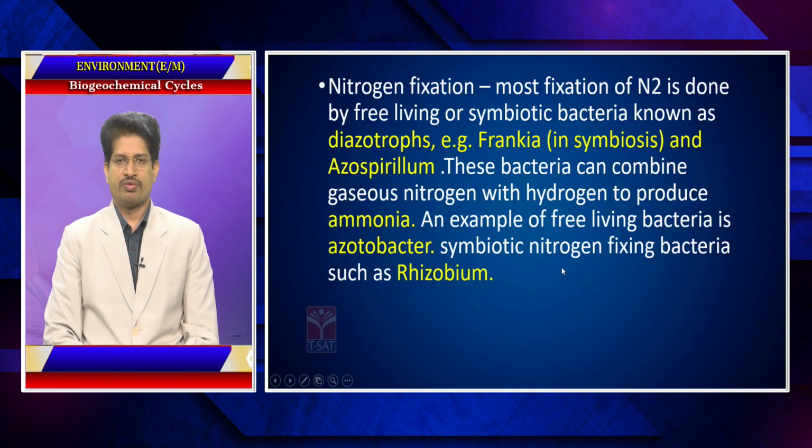In the case of nitrogen fixation, mostly N2 fixation is done by free living or symbiotic bacteria known as diazotrophs. Examples are Frankia, in symbiosis with certain organisms, and azospirillum. These bacteria can combine gaseous nitrogen with hydrogen to form ammonia. So, ammonia can be absorbed by plants. An example of free living bacteria is azotobacter.